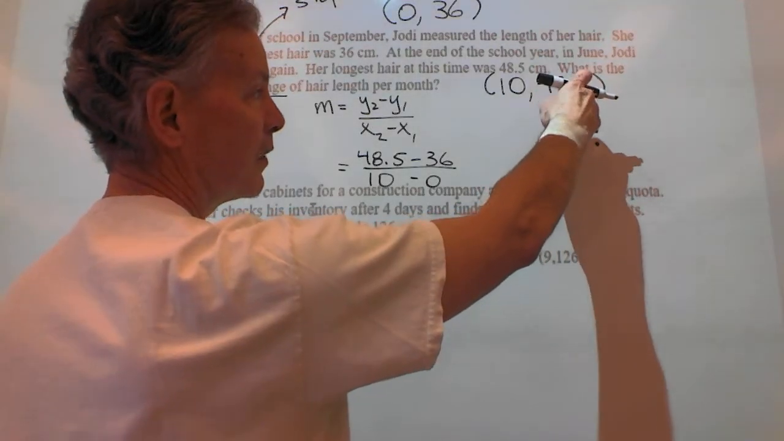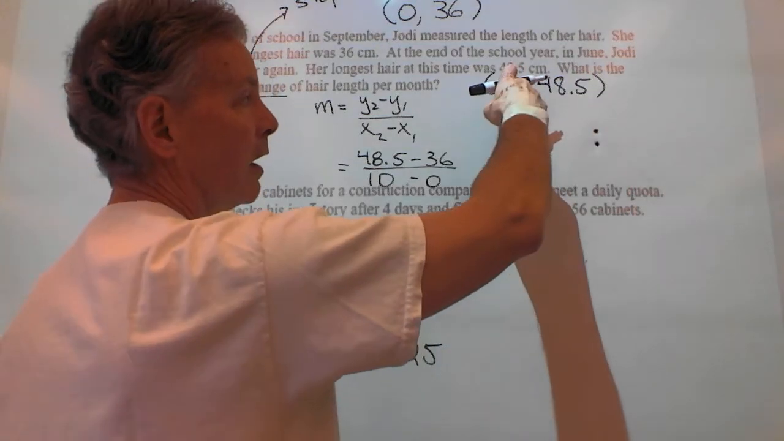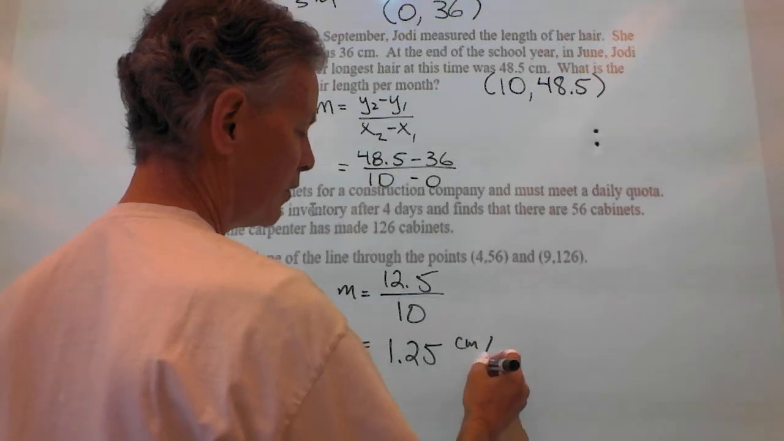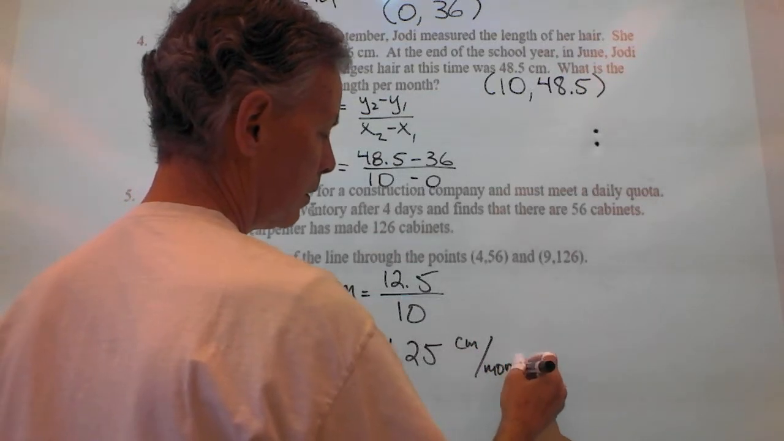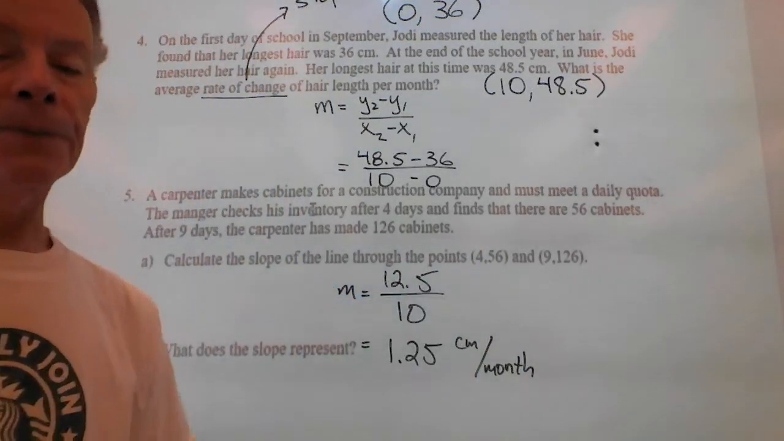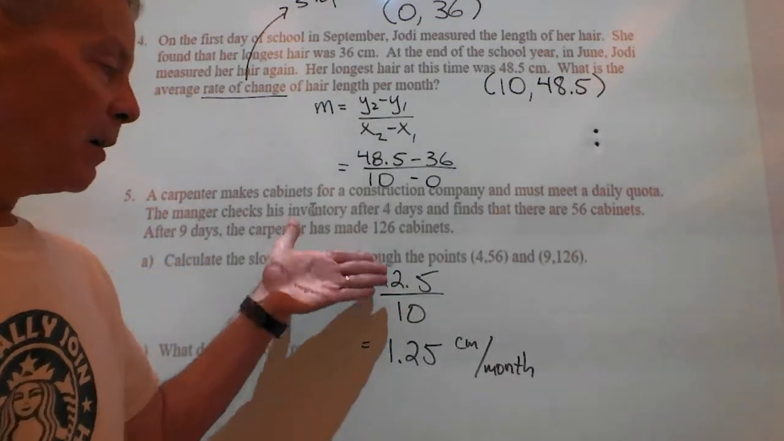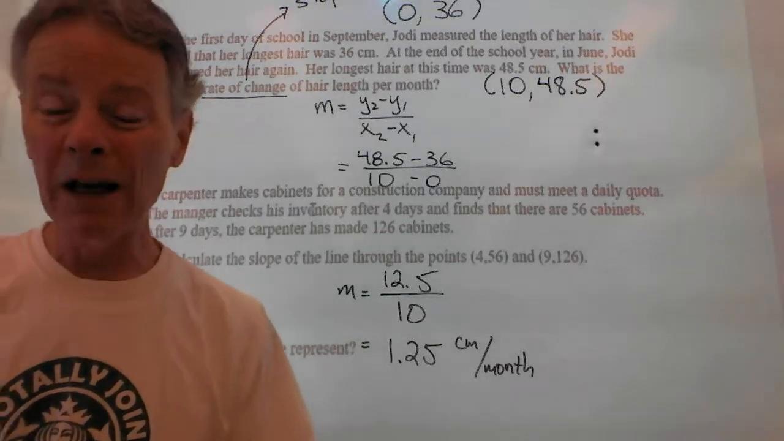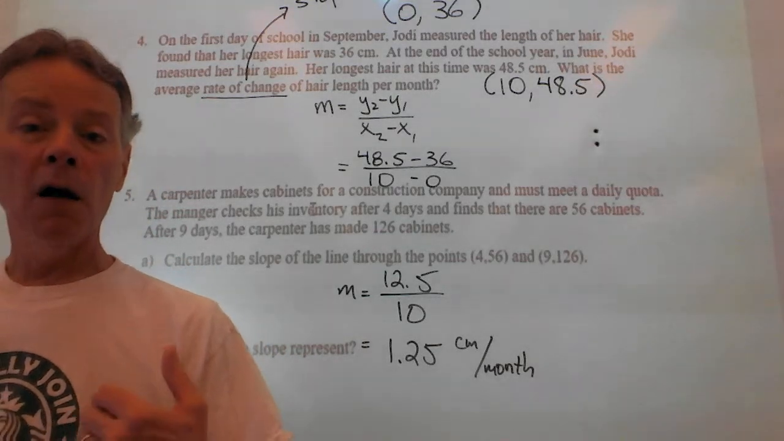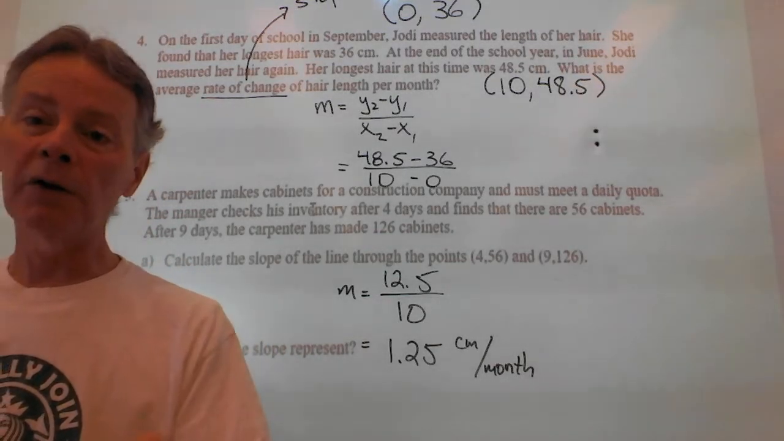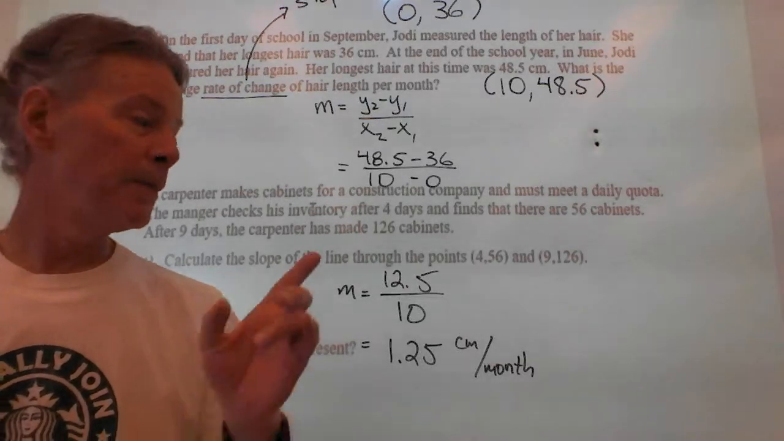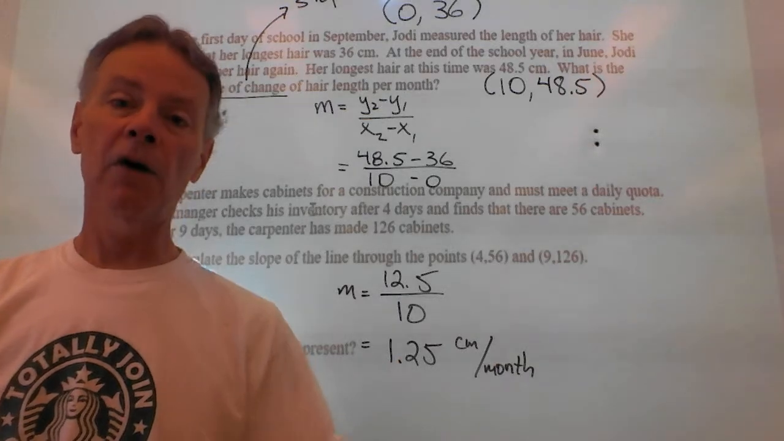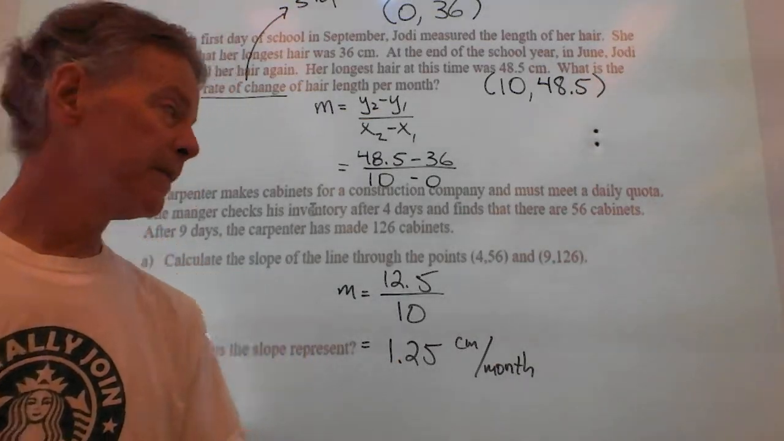Well, we're measuring centimeters for our length and months for our time. 1.25 centimeters per month. Okay? Sometimes dividing in a word problem gives you a more meaningful answer. So what this is telling you is the rate of growth, her hair grows 1.25 centimeters every month on average during the school year. Okay?